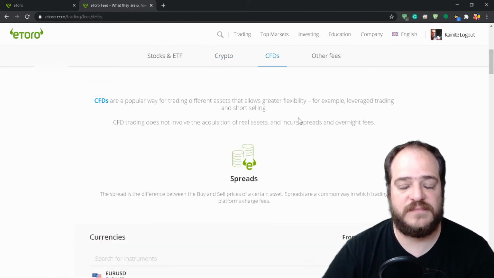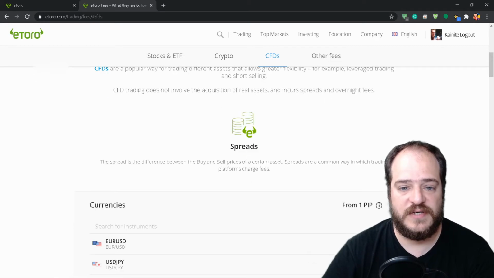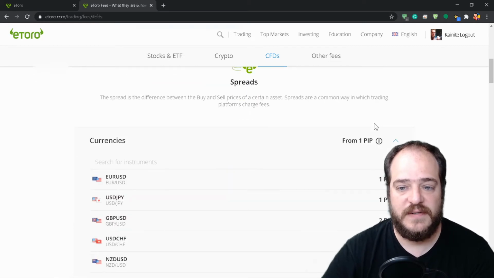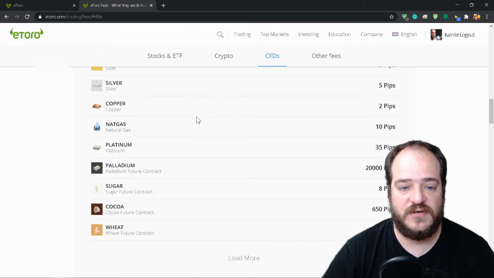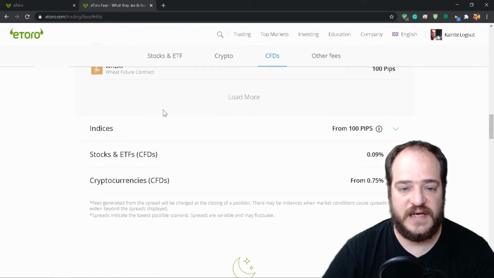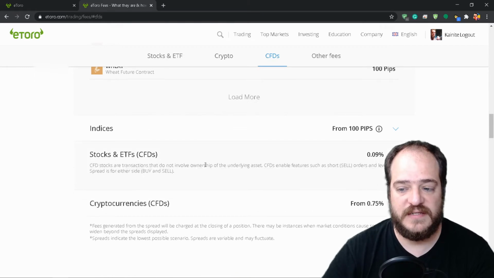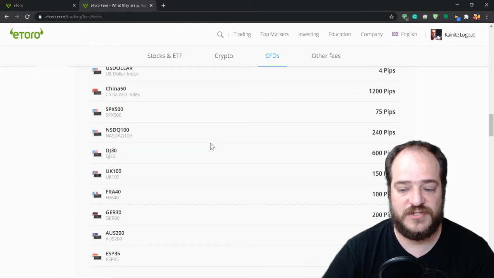You can check. CFD is a financial instrument that eToro uses, which basically means you won't have the stock. The stock is not yours. As you see here, this applies to currencies, commodities, indexes, and CFDs if you use leverage, etc.